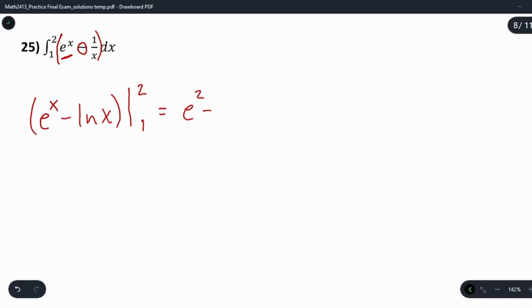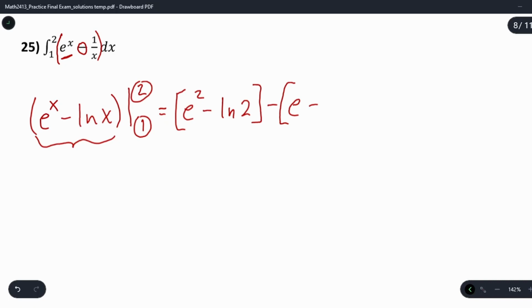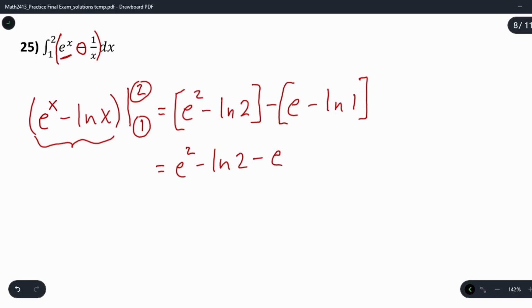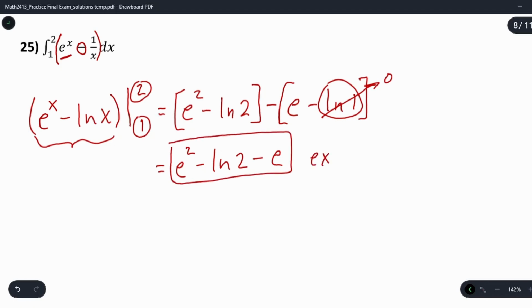So we're going to get e squared minus natural log of 2. That is this expression evaluated at 2. And then we're going to subtract the same expression evaluated at 1. E to the 1 is just e minus natural log of 1. And then if I simplify, e squared minus natural log of 2 are going to stay the same in order to keep the answer exact, minus e, and then we know that the natural log of 1 is 0. So that just goes to 0, and then this would be our answer if you want the exact value. Otherwise, you would need to put that into the calculator if they ask for an approximate value.